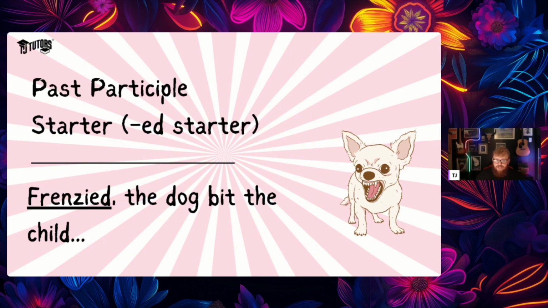Okay, cool. Now, the next one we're going to think about is the past participle starter, sometimes known as the ED starter. You can start your sentence with a past participle verb. So in this example, I've got frenzied, comma, the dog bit the child. Again, with these starters, you've got to make sure that you've got that comma just after the fronted adverbial phrase, because you need to make sure that you separate that from the main clause.